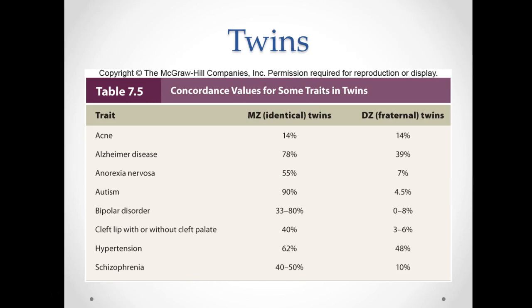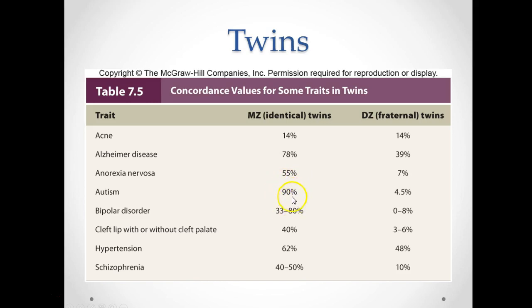All right. So here's some concordance values. Okay, remember, when we see a higher value here for identical twins and a lower value here, we know there's genetics at play. So acne, it was identical, right? So there's not a lot of genetics behind acne. Alzheimer's disease, definitely a difference here. There's genetics. Anorexia, genetics. Autism, look at autism.